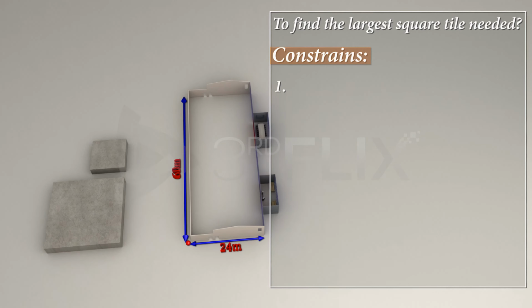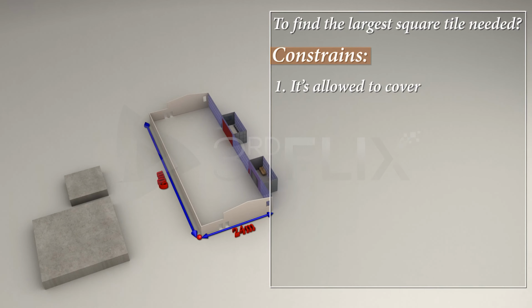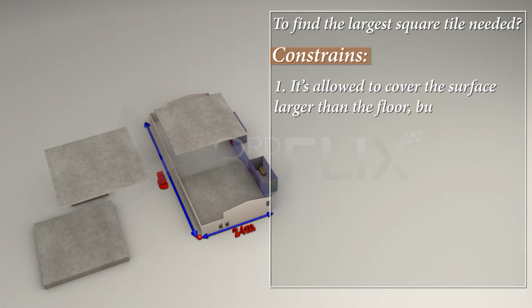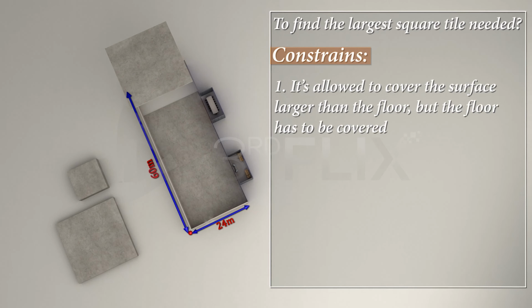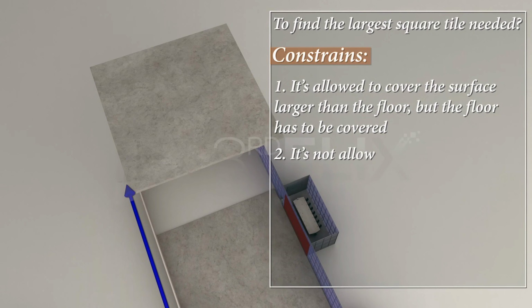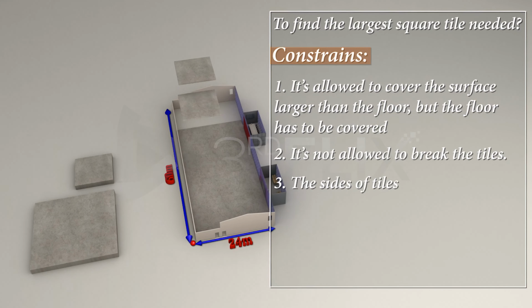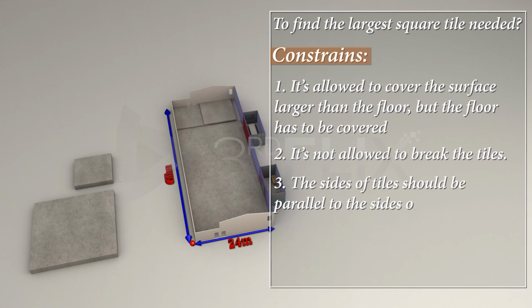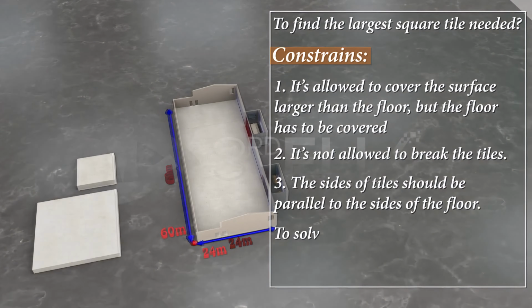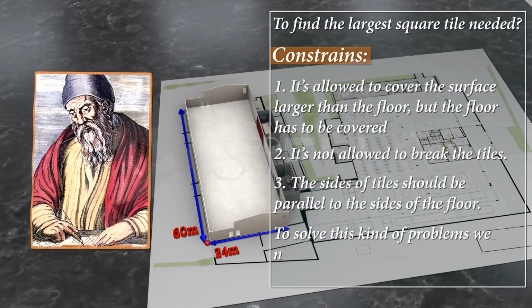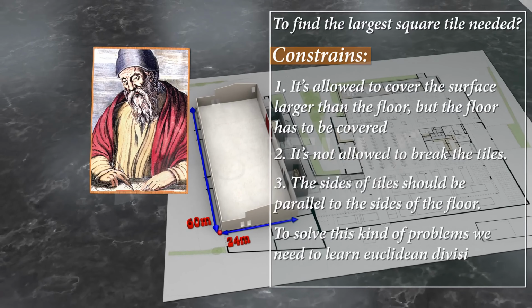Constraints. 1. It's allowed to cover a surface larger than the floor, but the floor has to be covered. 2. It's not allowed to break the tiles. 3. The sides of the tiles should be parallel to the sides of the floor. To solve this kind of problem, we need to learn Euclid's Division Lemma.